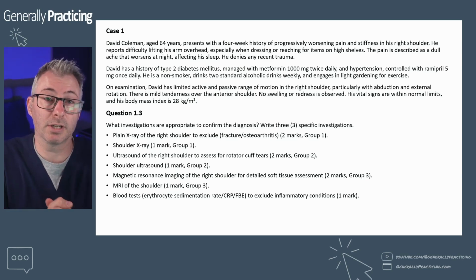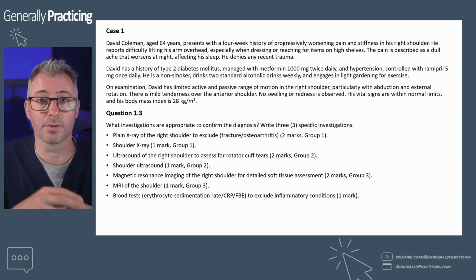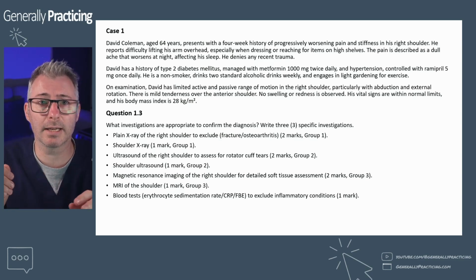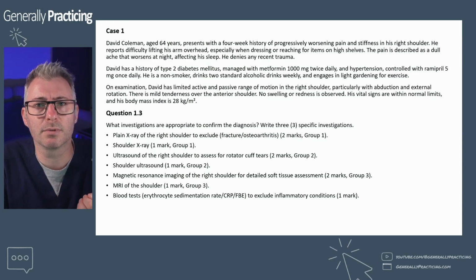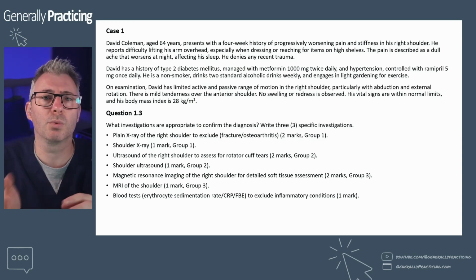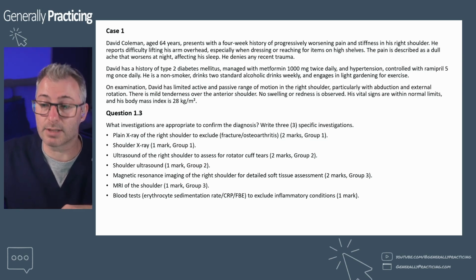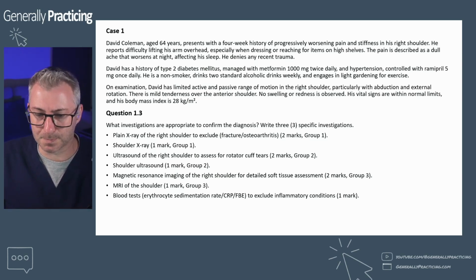Magnetic resonance imaging, avoiding the MRI abbreviation, of the right shoulder for detailed soft tissue assessment. And blood tests. So I think as long as you're listing something sensible with a rationale for it, you would get a mark. You would only probably get one blood test listed there. You wouldn't be able to get multiple.